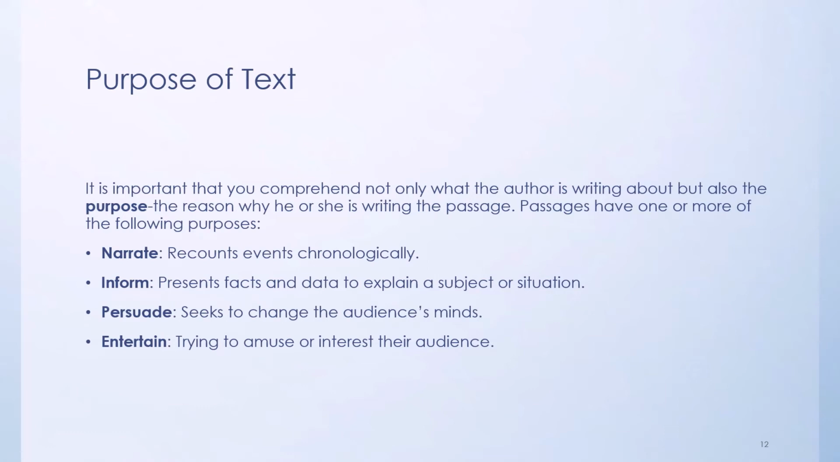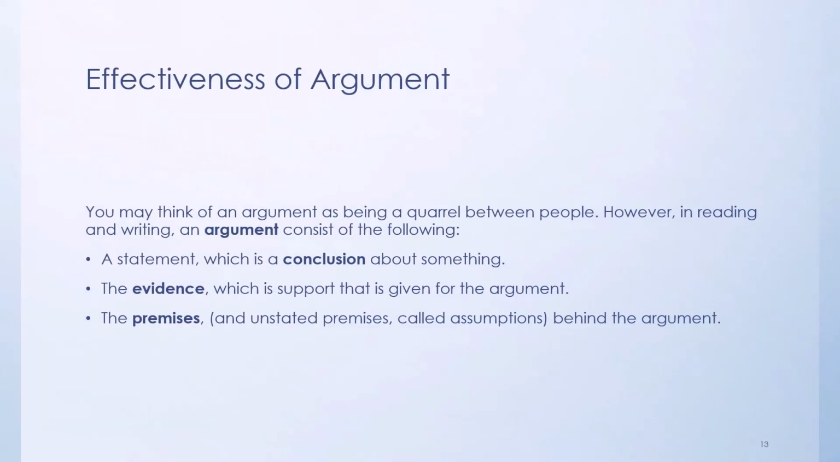Let us move on to our next topic, which is the effectiveness of an argument. You may think of an argument as being a quarrel between two people. However, in reading and writing, an argument consists of the following: a statement, which is a conclusion about something; the evidence, which is the support that is given for that argument; and last but not least, premises behind the argument. I want you to think of premises as the place or whereabouts where the argument happens, what is being argued about.